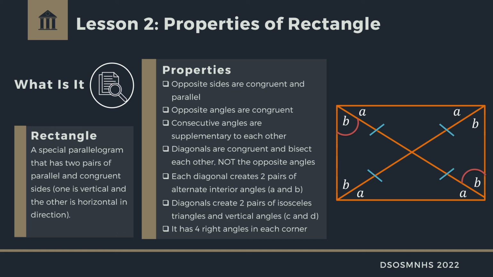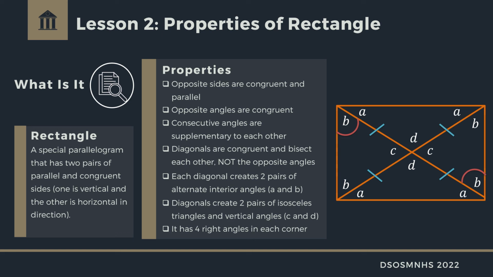And also vertical angles C and D. Asa man ang C and D nga vertical angles? Here. Angle C is the same with angle C, while angle D is the same with angle D. They are congruent to each other, and they are what we call vertical angles. Two pairs of vertical angles.